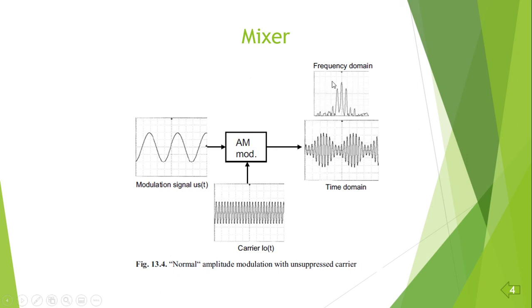Look at figure number 4. In figure number 4, we have normal amplitude modulation with the unsuppressed carrier. Look at the frequency domain. You will come to know what the carriers are. Okay, unsuppressed carrier. So this is about the mixer.